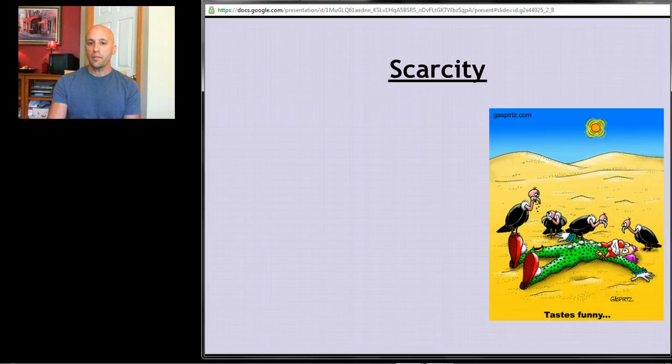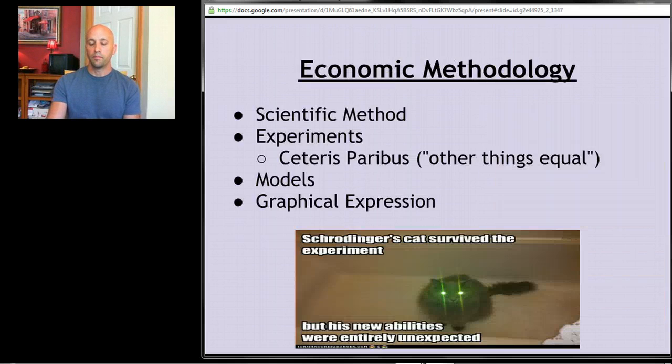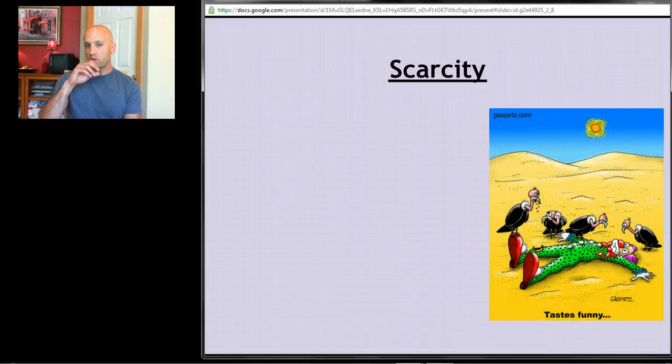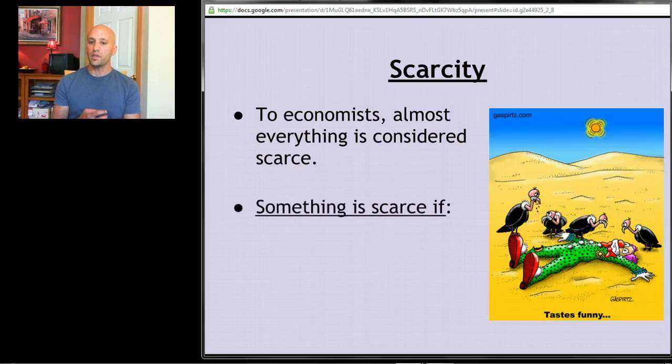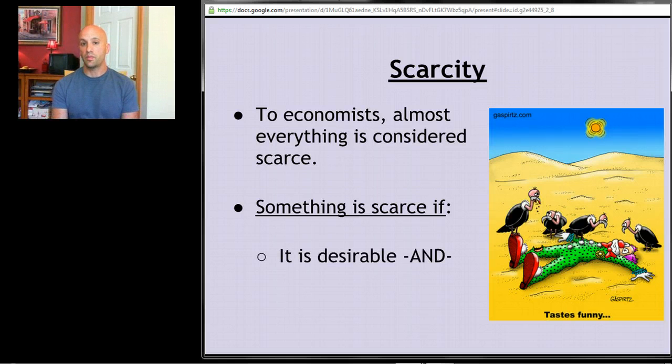All right, so let's talk about that concept of scarcity now. We said that economics was about the efficient use of scarce resources to make ourselves happy. Now, to economists, almost everything is considered to be scarce. Specifically, in order to be scarce in economics, two things need to be true. First off, whatever it is we're talking about has to be desirable. People have to want it.